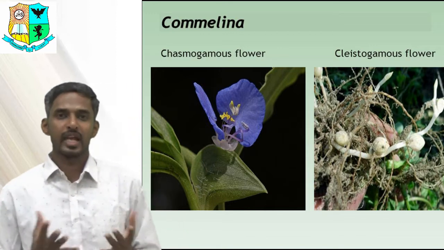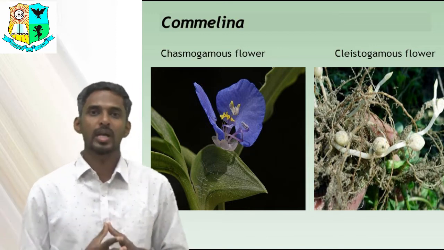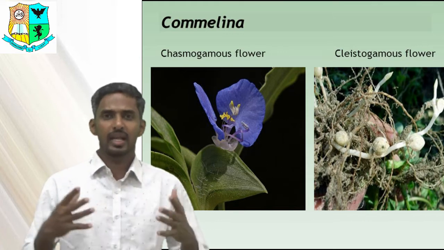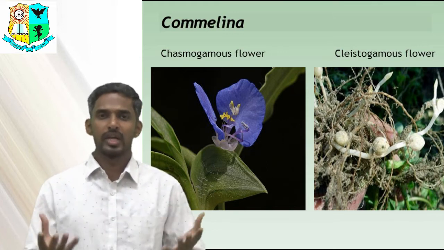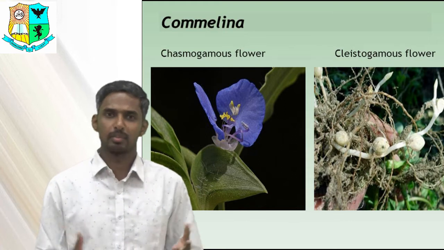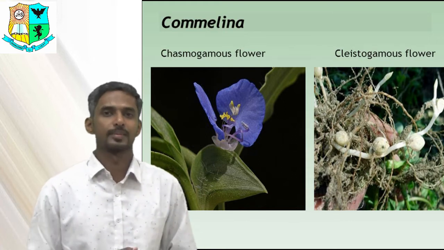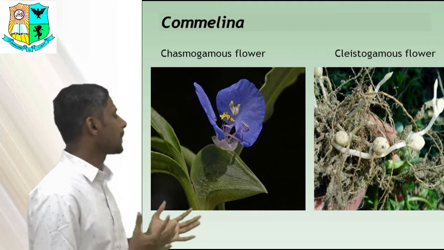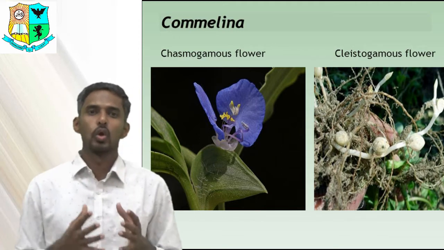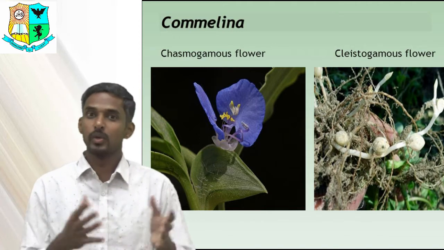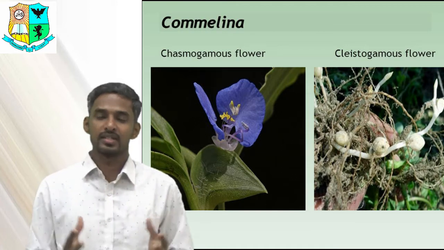What does chasmogamous flower mean? Chasmogamous flowers are like any other normal flower with exposed stamen and stigma. That means they are called open flowers. Whereas cleistogamous flowers are closed flowers. That means we don't see the anther and the stigma.